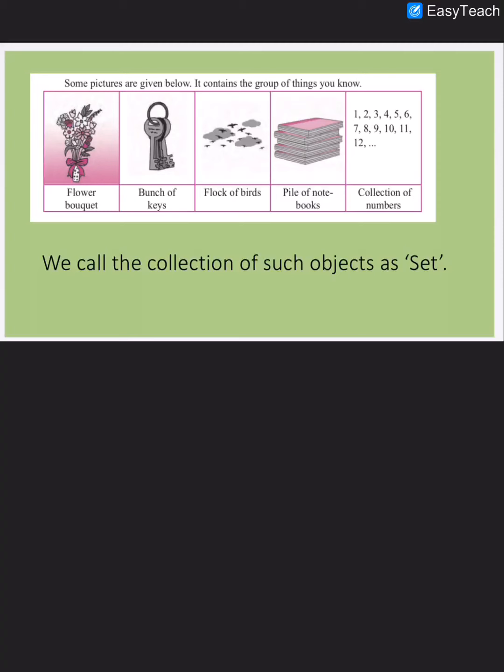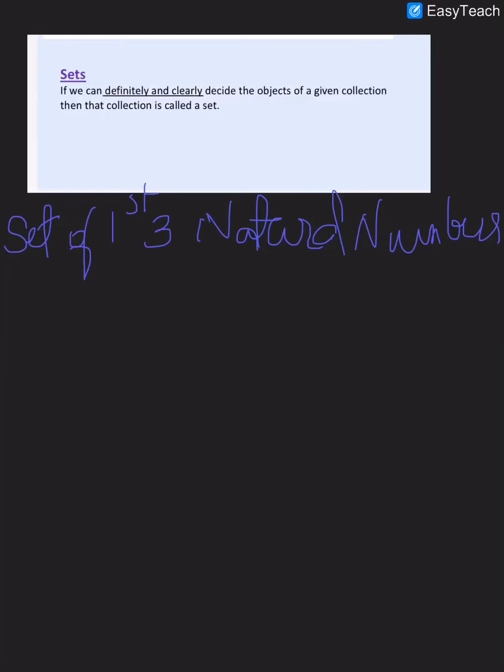So we can call all such groups or collections of such objects a set. So we get the definition of a set here. We call a collection of objects or a group of similar objects a set. And another thing, it should be a definite and clearly defined collection of objects. That means it should contain similar, definite, clear types of objects in a collection. Then it can be called a set.